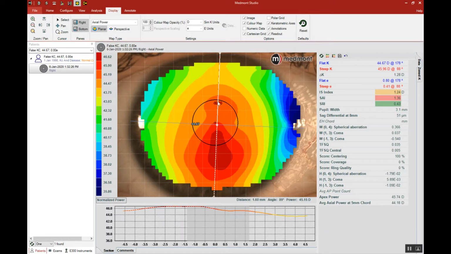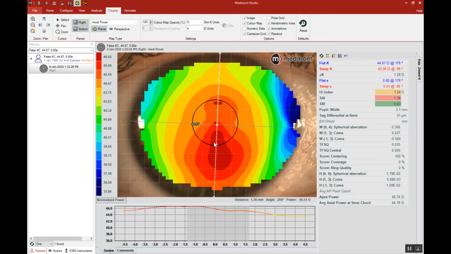When we put our cursor in the superior area of the pupil, we see around a 45 diopter radii of curvature, whereas when we go to the inferior curvature, we're about 46.5 diopters. That's a 1.5 diopter difference between the power in the superior pupil versus the inferior. Not extremely high, but some asymmetry that might contribute to a reduction in the quality of acuity.